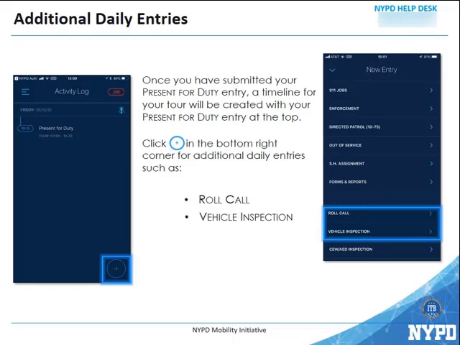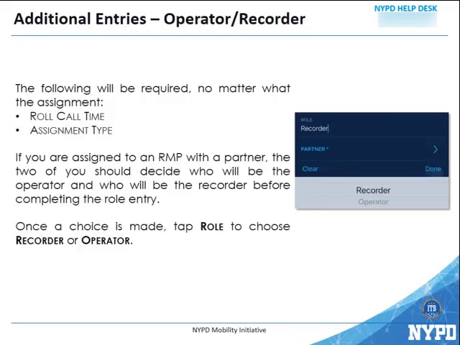Once you have submitted your Present for Duty entry, a timeline for your tour will be created with your Present for Duty entry at the top. Click on the plus icon in the bottom right corner for additional daily entries such as roll call and vehicle inspection. The following will be required no matter what the assignment: roll call time and assignment type.